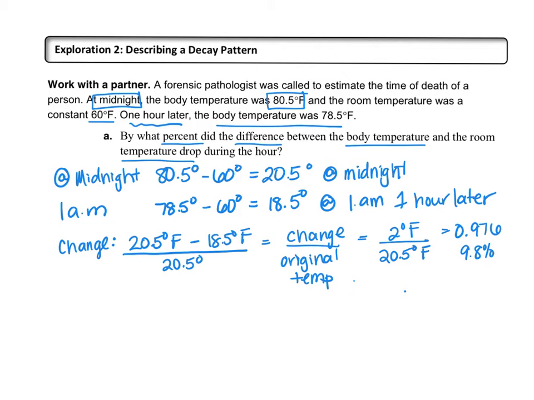All right, guys, so we have to figure out, what does this answer mean? We were asked to find the percent of change between the body temperature and the room temperature. So here's what this means. Even though we got 9.8%, we can say that it's dropping approximately 10%. Okay, so we'll just call this 10% if we're rounding, just to interpret our answer.